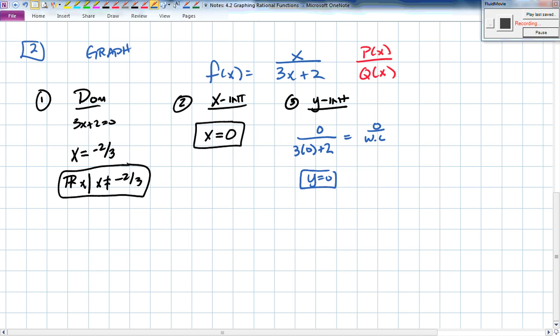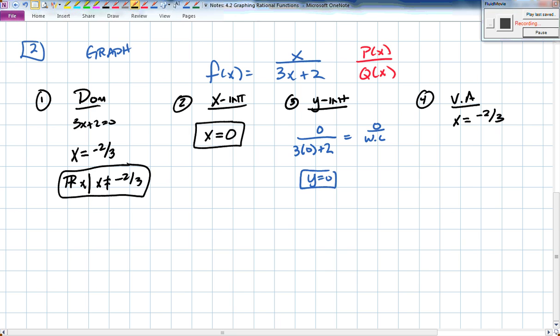Okay, let's talk about the asymptotes now. All right, step number 4. Well, let's talk about the vertical ones. Yes, x is going to be negative 2/3. Very good. That's one of them, right? Okay, now, I'm either going to have horizontal or oblique. How do I determine which of those two I'm going to have? Carefully. Yes, very carefully. Yes, what do you got?